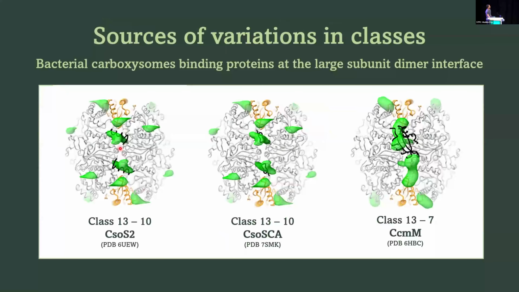This is a bit speculative, but these correspond to binding proteins from bacterial carboxysomes that bind rubisco. Okay, so these are very different species, and in pyrenoid rubisco, there hasn't been any binding seen over there at that interface. However, we do see evidence that there is something going on there, some proteins that bind there.